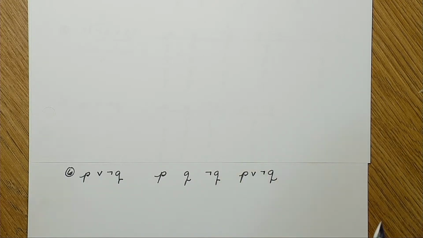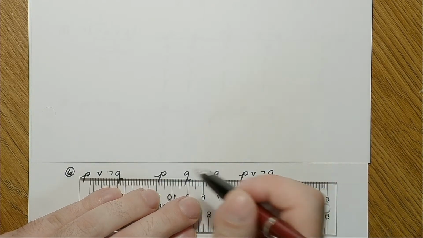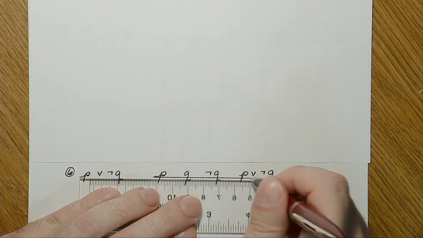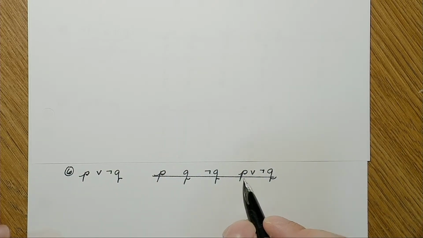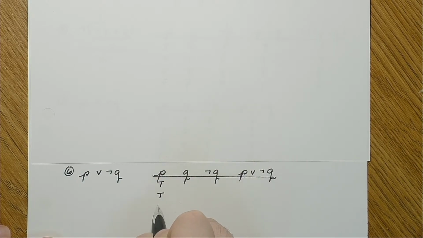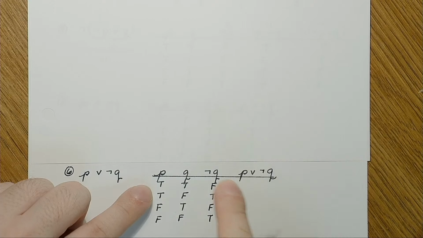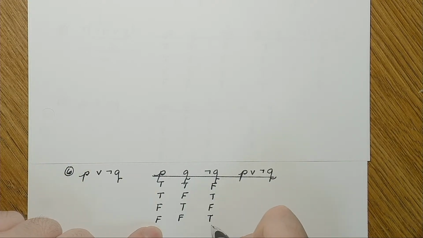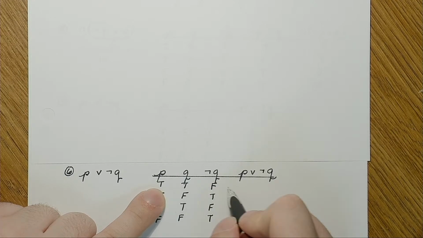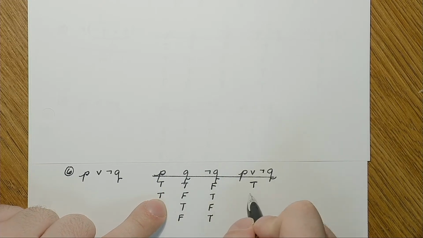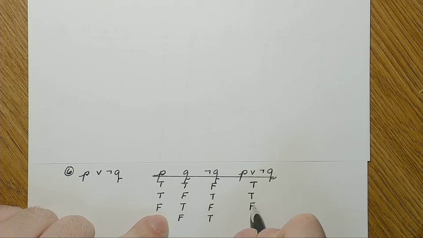So we'll do this one as well. Again, I'm just going to flip this column. And then looking at this column and this column, true or false. So this is true, true, false, and true.